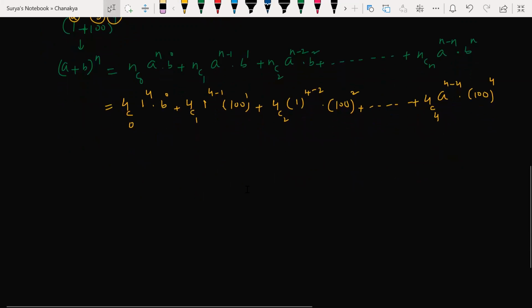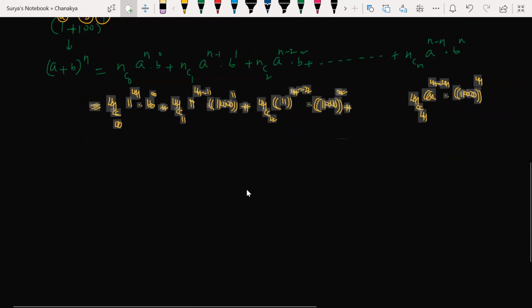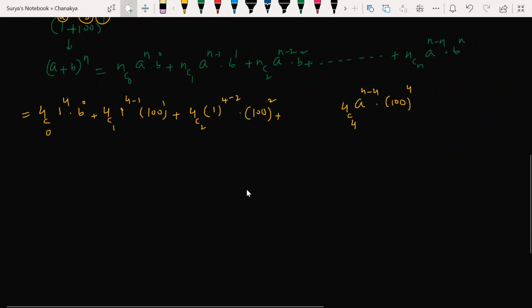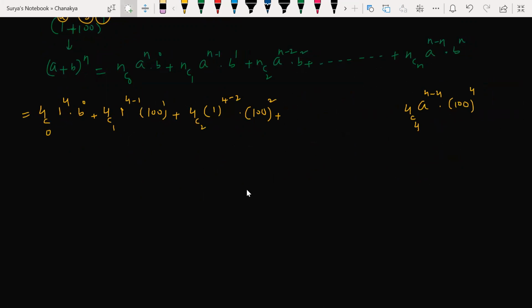Any doubts? Total, how many terms will I have? 5 terms. So let us write all the terms fully. 4c3, 1 to the power of 4 minus 3, next 100 to the power of 3, plus 4c4, like that.